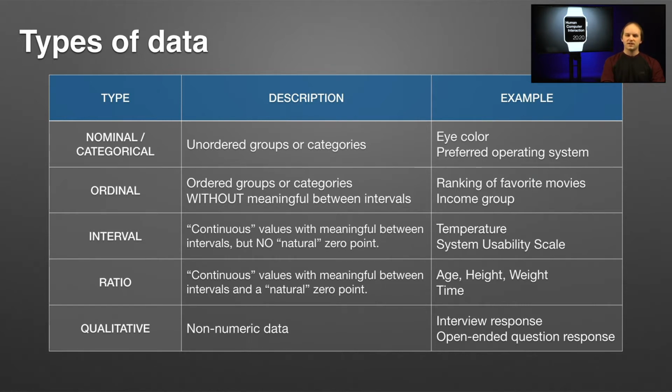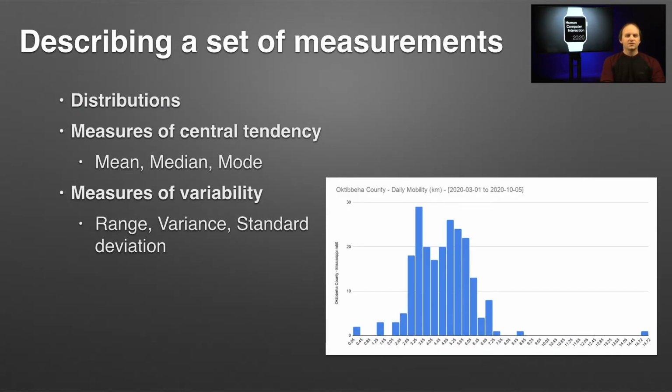And then finally, of course, we have qualitative data, which is any kind of data that's non-numeric. Things like interview questions where you ask somebody what their experience was like, or how they felt, or how they would describe something, or just open-ended response questions. So when we think about describing a set of measurements, we typically want to think about distributions rather than just a composite value.